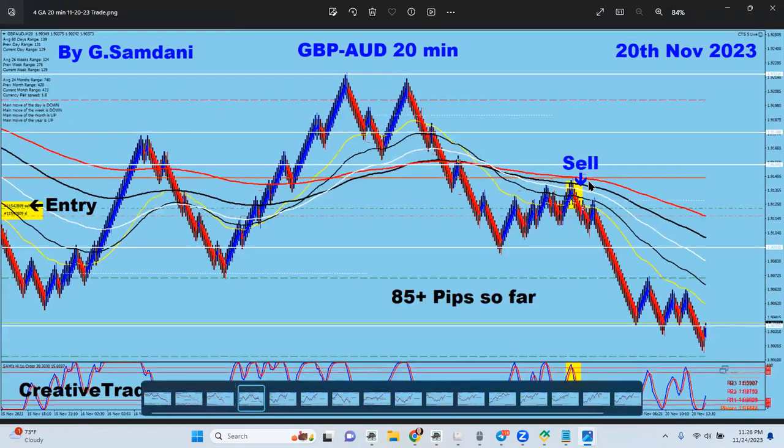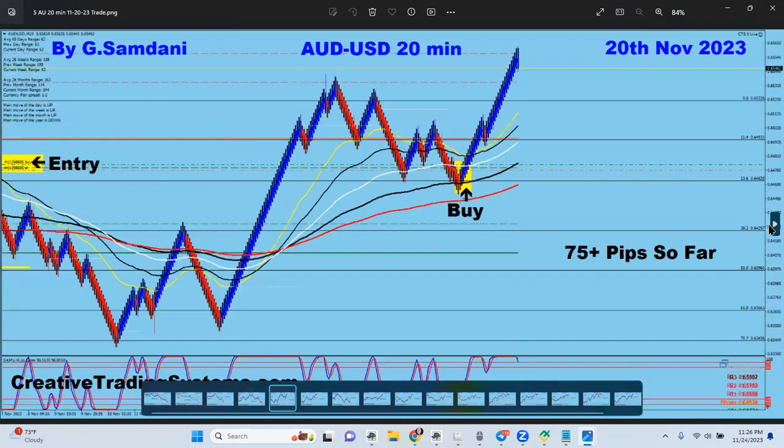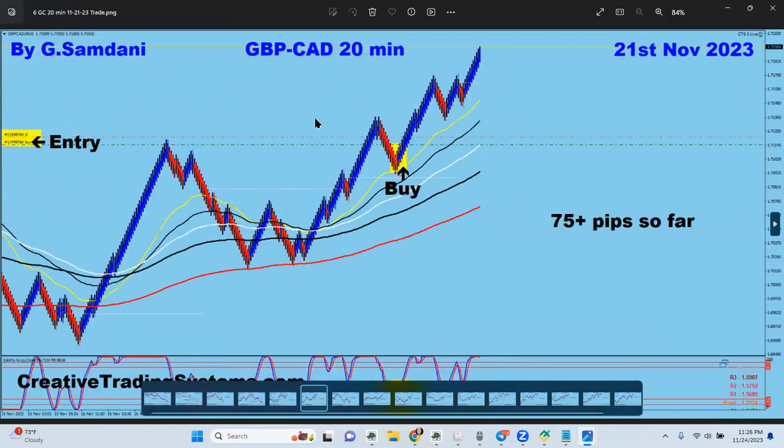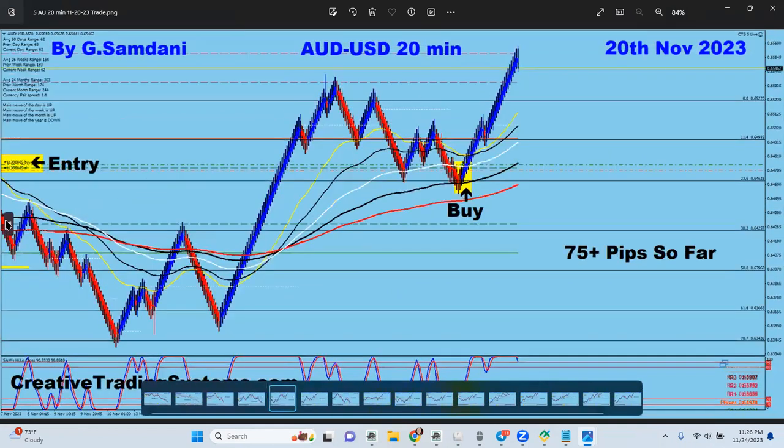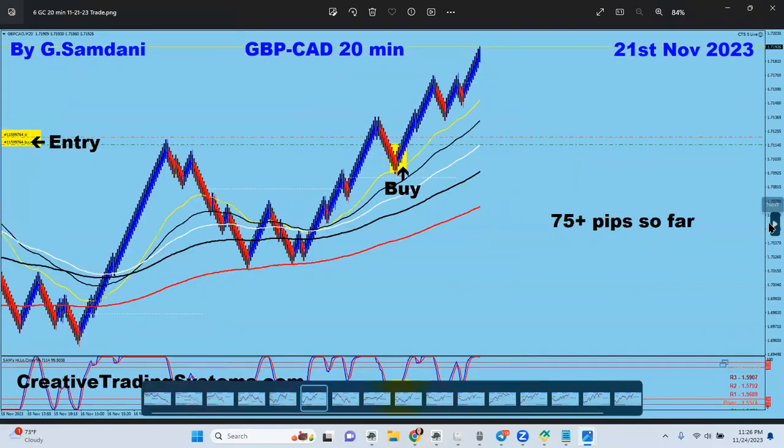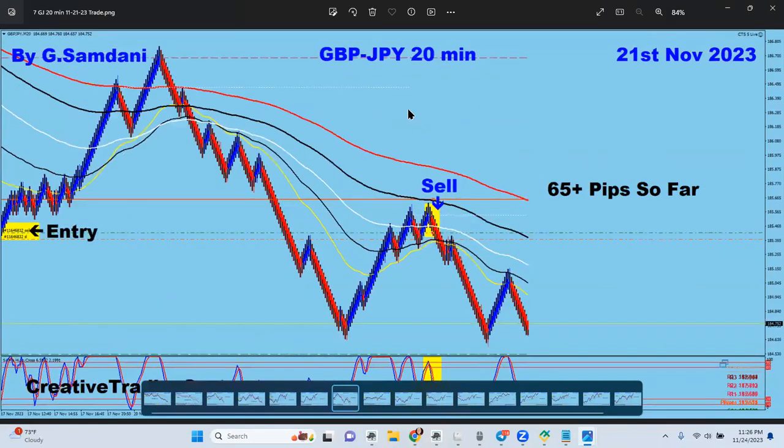This one, pound Aussie, short setup here, short trade, 485 pip on the 20th, right? And on the 21st, well, there was pound, and then this is on the 20th, Aussie USD. This went up for 75 pip. Now on the 21st, pound CAD, 75 pip, buy orders right there. And pound yen dropped 65 pip on the 21st, sell orders right there.